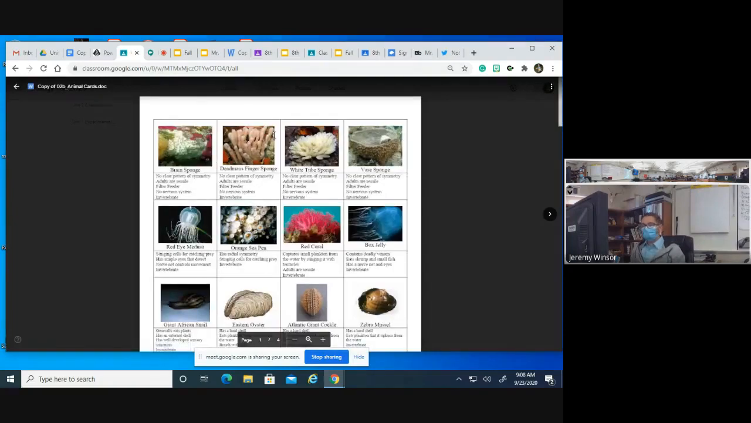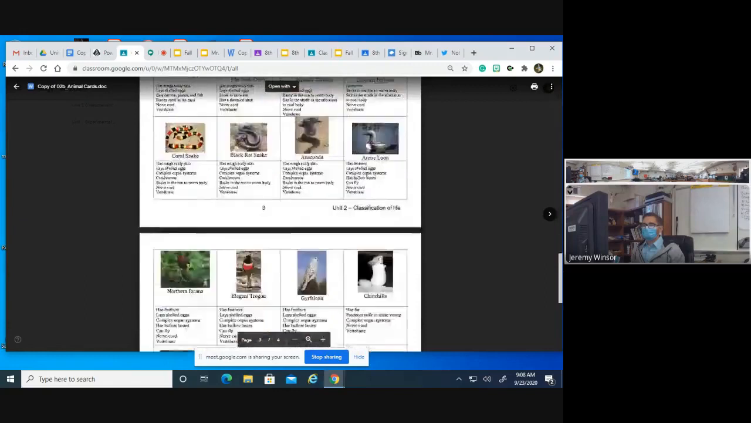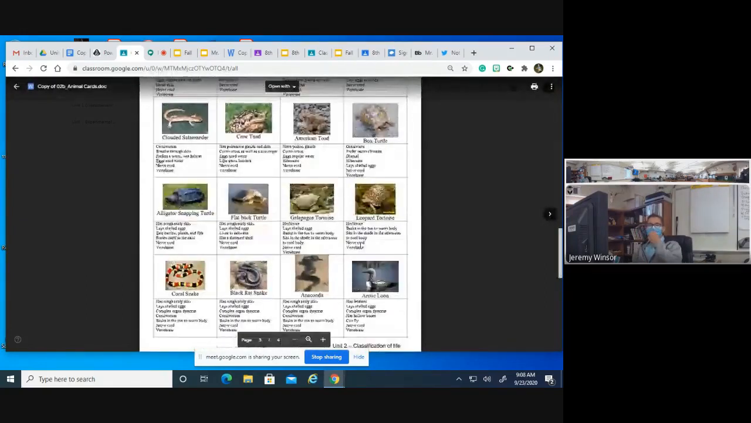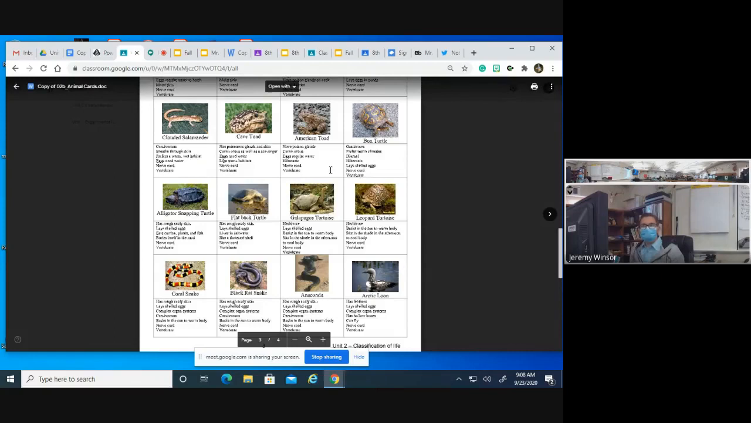And now you're gonna see a whole bunch of different types of animals. All kinds of cool animals. You're gonna take these cards, and by using your screenshot tool, you are going to organize these cards in your lab notebook.